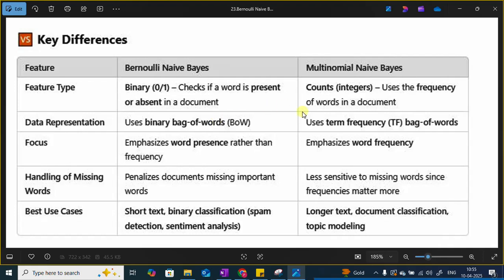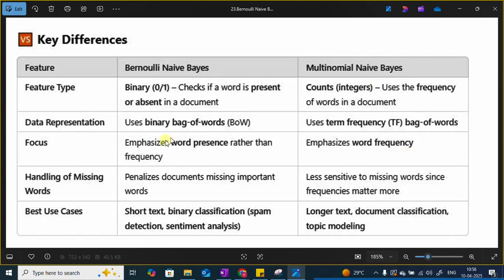That's all. But multinomial is talking about the count. If that particular word is present, tell me how many times it is present: 3 times, 5 times, 10 times, 50 times, or 100 times. It uses the frequency of the word in the document, that means counting the number of times. Bernoulli emphasizes word presence rather than frequency. It just emphasizes whether the word is present or not. If present, tell me yes. If not present, tell me zero. But multinomial emphasizes word frequency, meaning count how many times it is present. It's not worried about whether present or not, but if present, how many times.